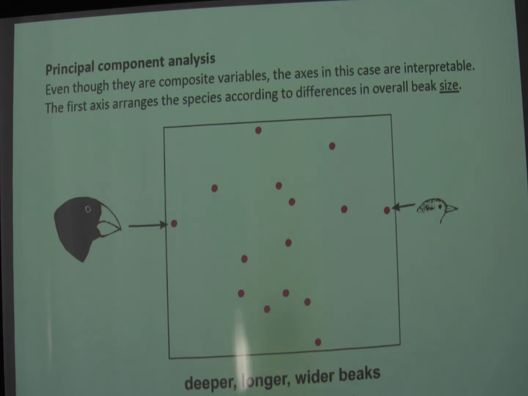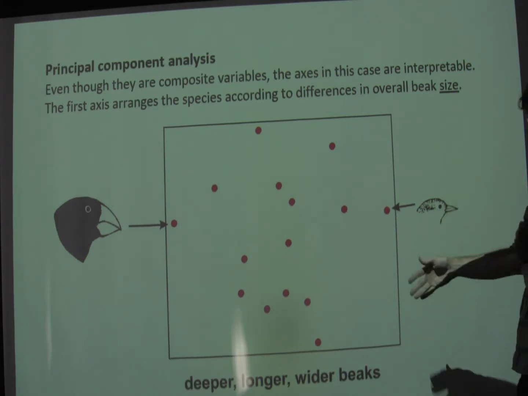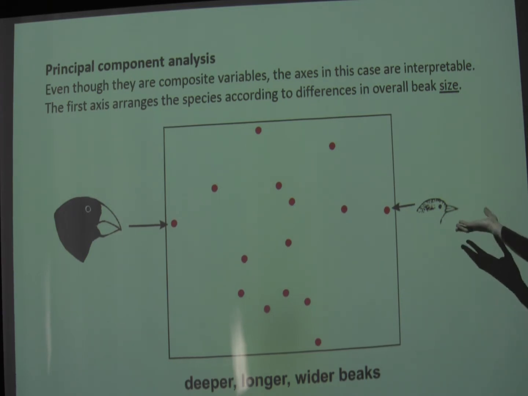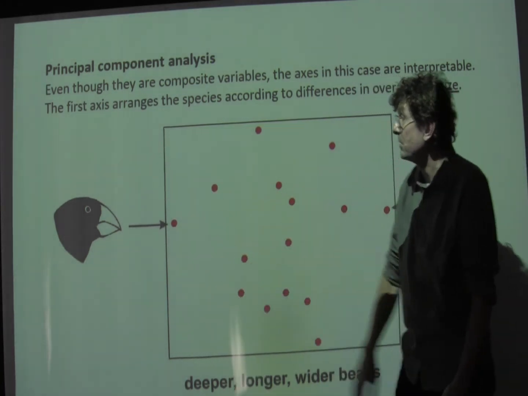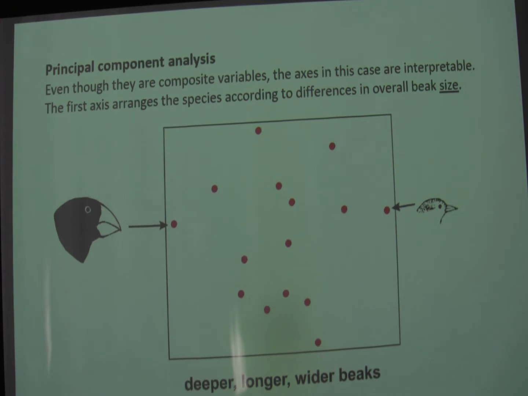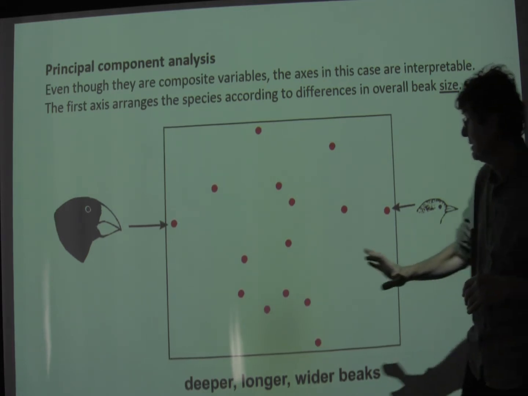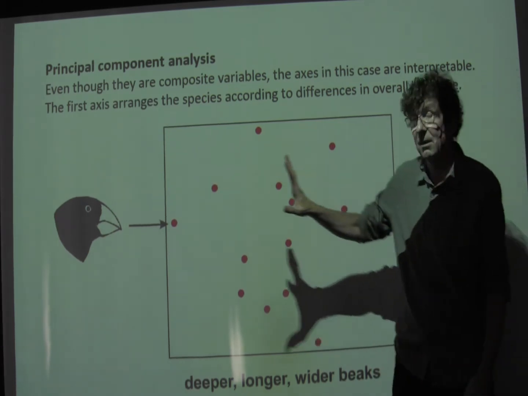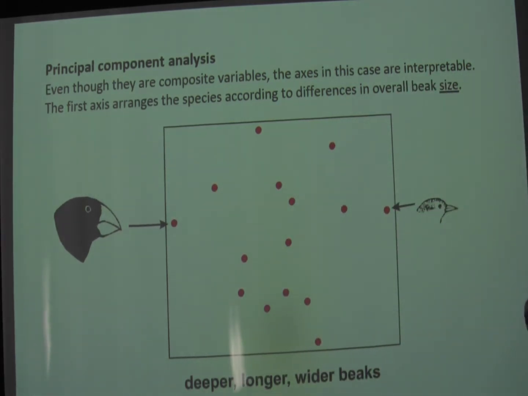And in this case also, even though the axes are composite variables, they have, in this example, a ready interpretation. So principal component 1 turns out to distinguish species on the one hand that have thin, short beaks from individuals in species at the other extreme, which tend to be much larger. And so this first axis can be interpreted as overall beak size. All of the beak dimensions separate those whose beak dimensions are large over on that side from those whose beak dimensions are small on this side.